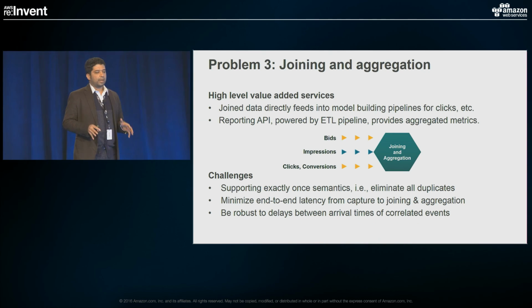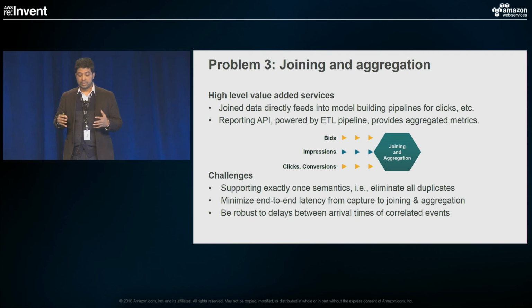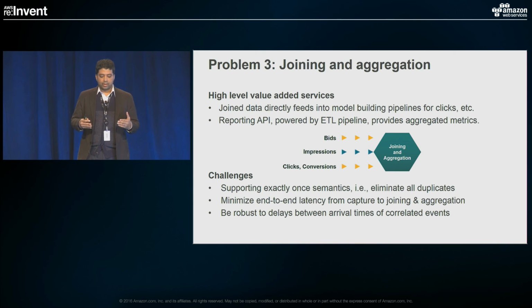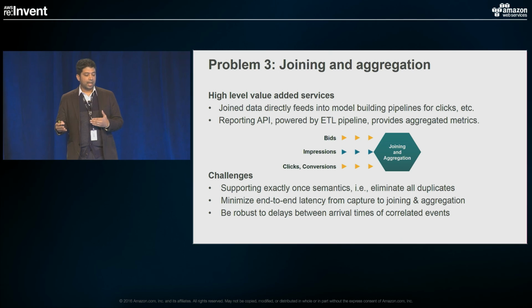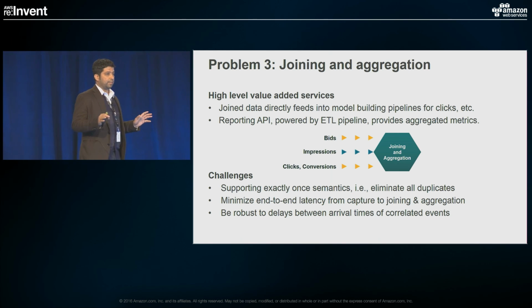The final challenge that I want to talk about is joining streams. Joining refers to putting together correlated events into a single record. This is a high-level service that we wanted to provide to our customers so that they don't have to do the join themselves, and they could directly consume this joined data to feed into their ETL pipelines or their machine learning systems. And there are a lot of challenges in implementing joins correctly.